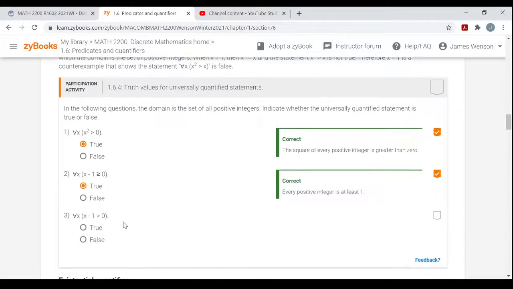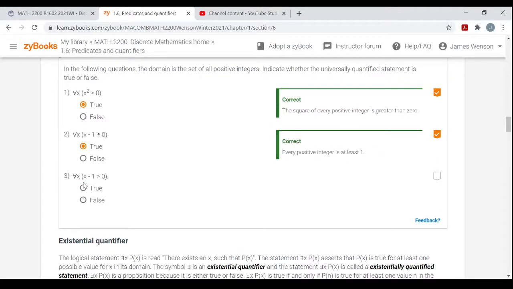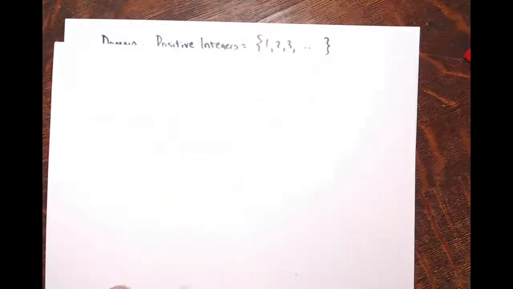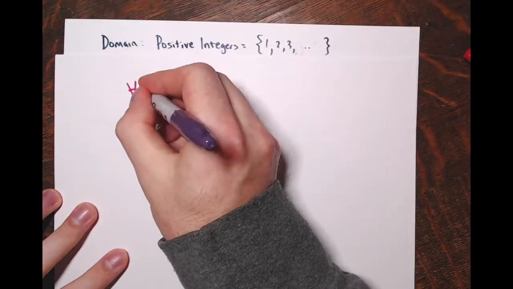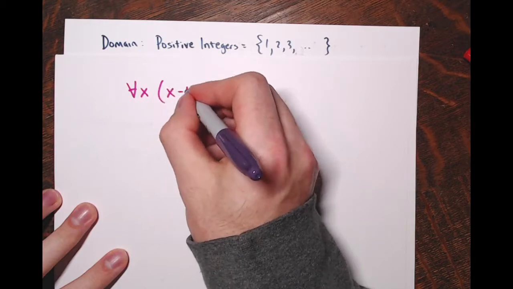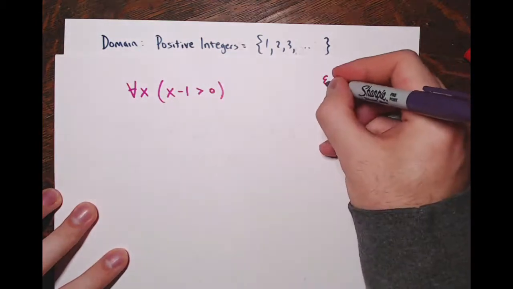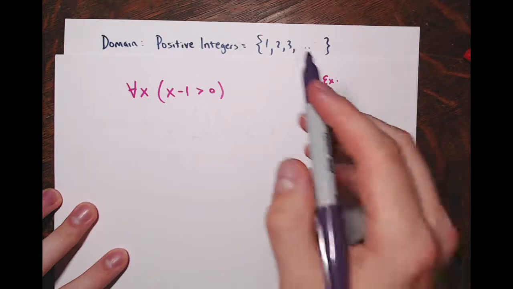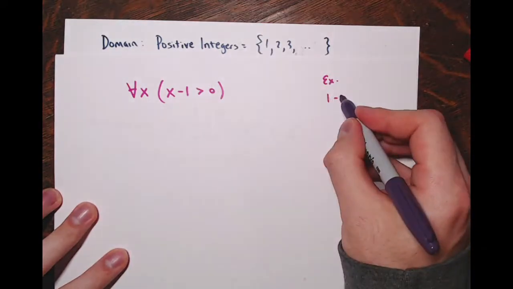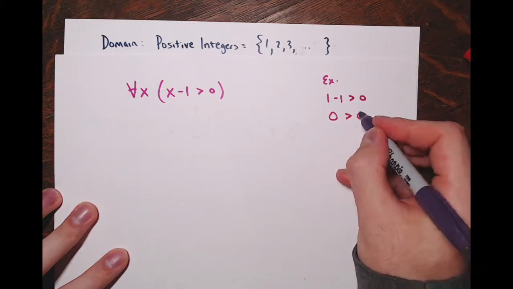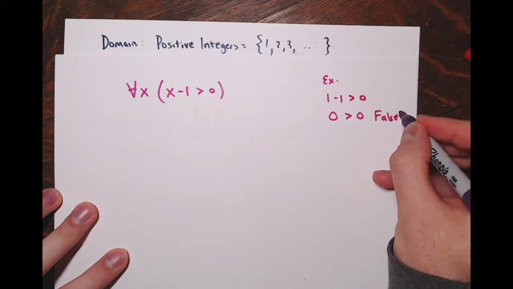All right, now what about this last one? Again, the domain is all positive integers. And the statement is, for any positive integer x, x minus 1 is greater than 0, just greater than 0. Let's try some examples. Again, starting with 1, pretty easy here. Is 1 minus 1 greater than 0? That's 0 is greater than 0. No, that's false.